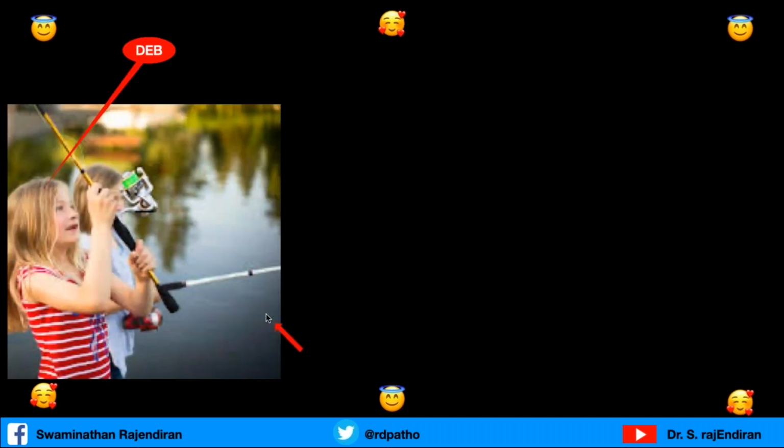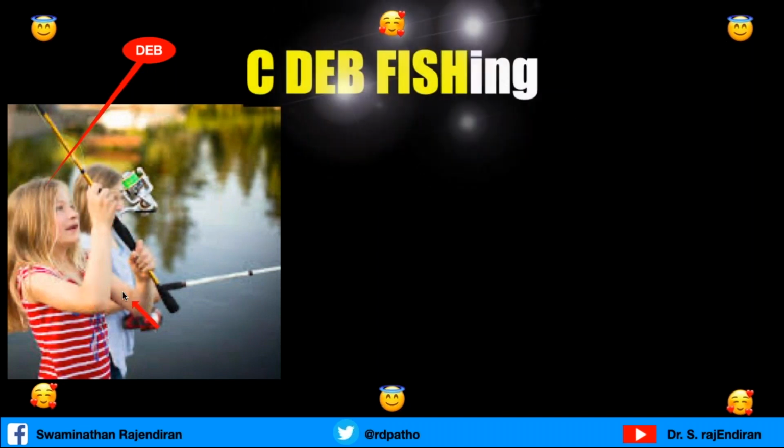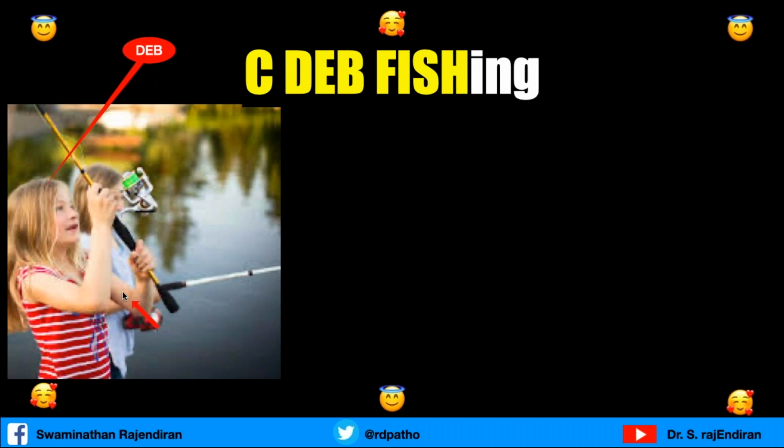There is a mnemonic to remember the associated causes of acute lung injury. Imagine the name of the girl is Deb, and what is Deb doing? Deb is doing fishing. So you see Deb fishing. So that's the mnemonic: See Deb fishing.